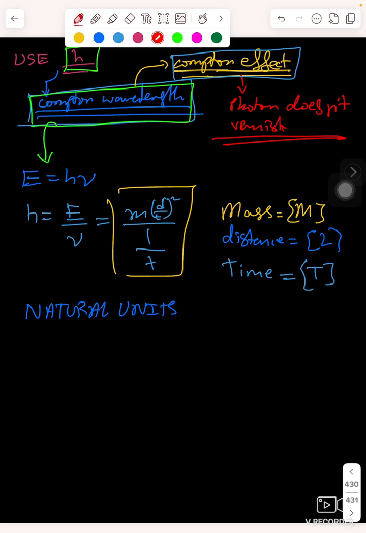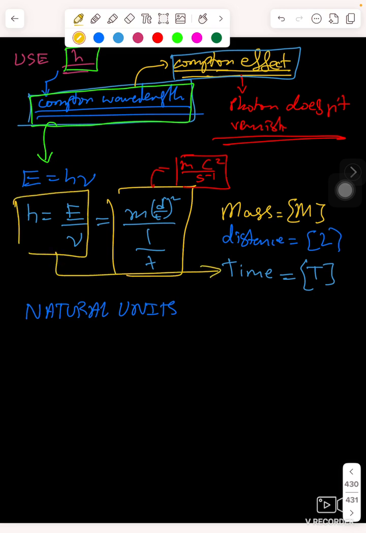These are natural units. This can be written as m c over s negative 1. It's also the same thing written as this. I just expanded the whole equation. Now let's shift this equation using natural units.